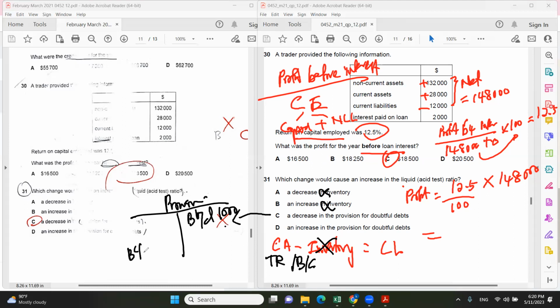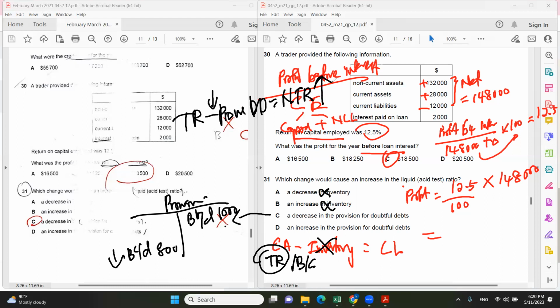Now you have balance CD. Decrease means balance CD is lesser than the opening. Let's say it becomes 800. So this is called decrease. When this decreases, one of the items here is the trade receivable. So your trade receivable minus provision for doubtful debt, you get the net trade receivable. So when this one decreases, this one will increase. Get it?